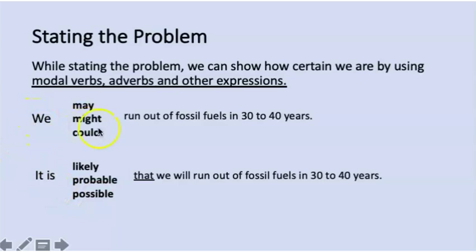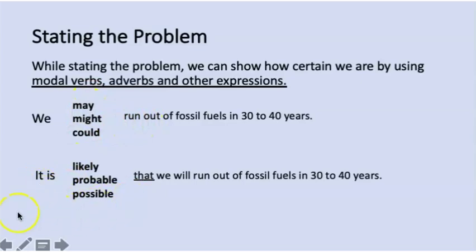We may run out of fossil fuels in 30 to 40 years. It is likely that we will run out of fossil fuels in 30 to 40 years. These two sentences have the same meaning. But let's look at the structure again. Here we have a modal, may, might, or could. We can use all three of them. They have a similar meaning. And they come before the verb.